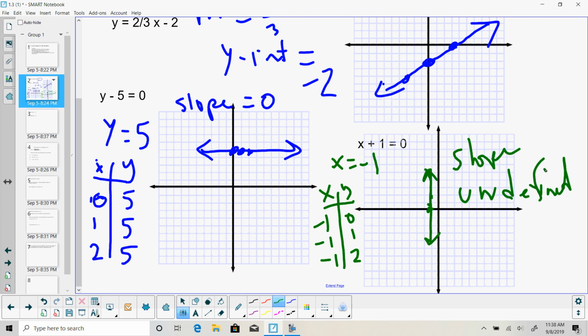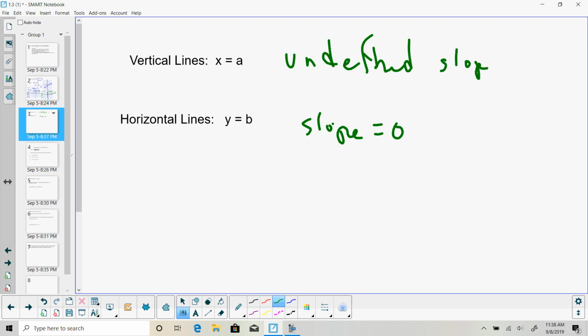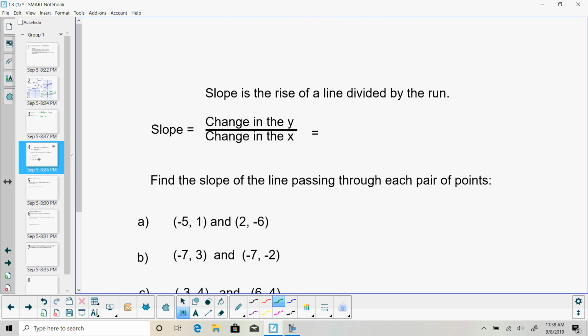So that's graphing lines. Let's take a look at just a little summary then. If it's x equals some number, it's going to be a vertical line with an undefined slope. And if it is y equals a number, like y equals 2 or y equals 5, then the slope is going to be equal to 0. This one had an undefined slope. So that's a little summary about horizontal and vertical lines.